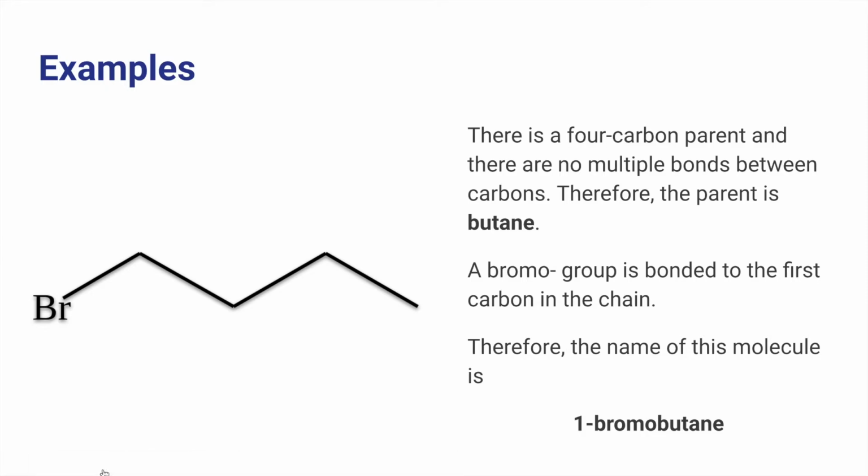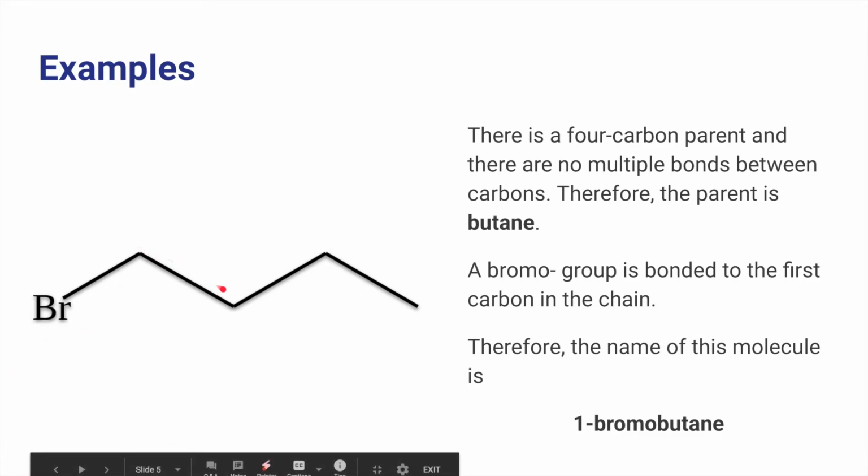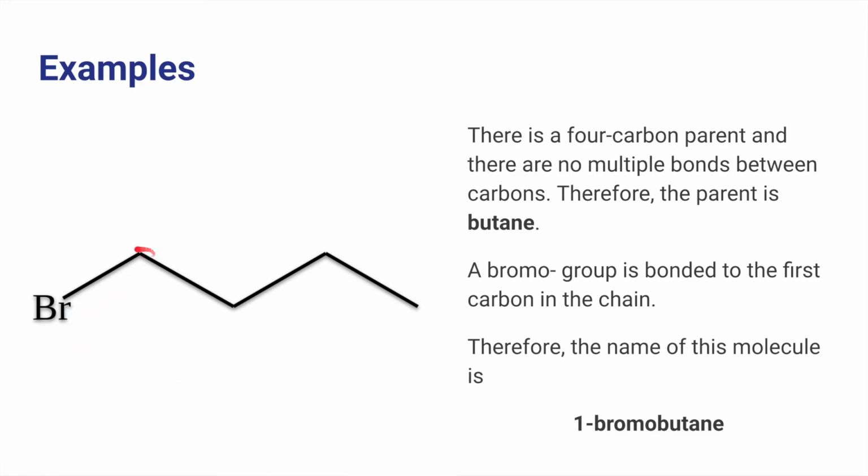This one here, we've got a 4-carbon chain. Bromine is bonded to the carbon right on the end. And it looks like we've got 1, 2, 3, 4. This is our first carbon right here. So bromine's bonded to it. So that would be 1-bromo. And the parent is a butane molecule. So this would be 1-bromobutane.